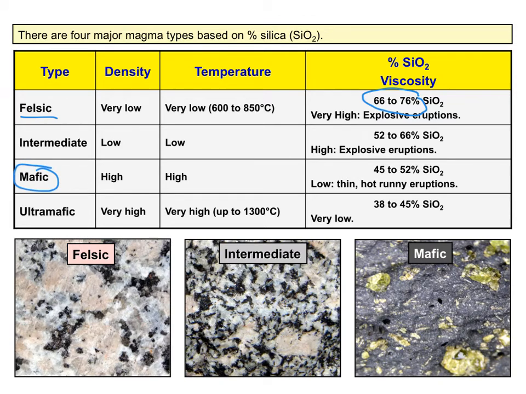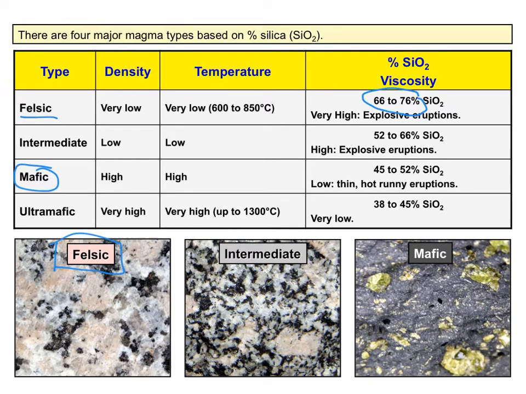The amount of SiO2 in the magma itself has very important consequences for the way the magma behaves. Those that have really high SiO2 tend to be lower in temperature and have very low density. They also produce igneous rocks that are light in color, like this one here. This is a felsic rock.